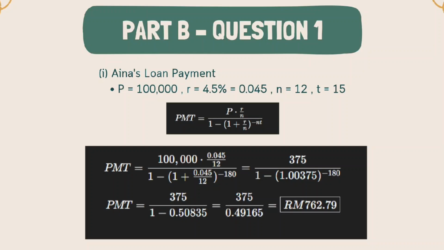To simplify, the PMT is equivalent to 375 divided by 1 minus 0.50835, and we use the calculator again, which is equivalent to 375 divided by 0.49165, and we get the final answer of 762.79.